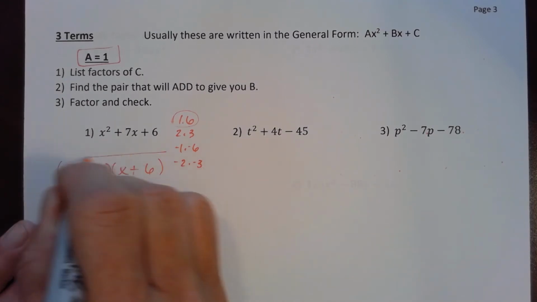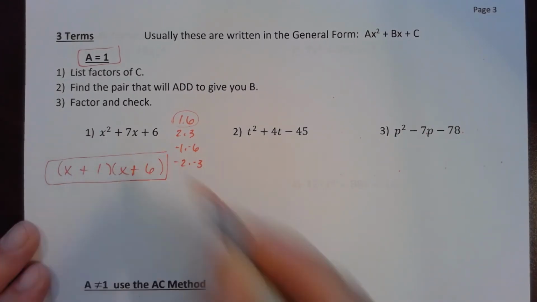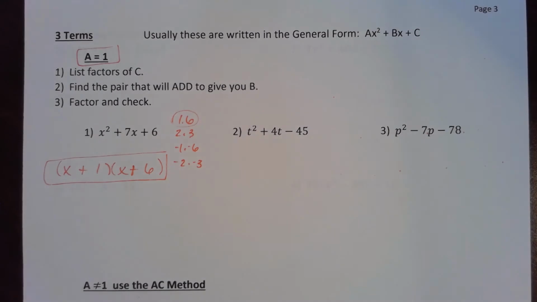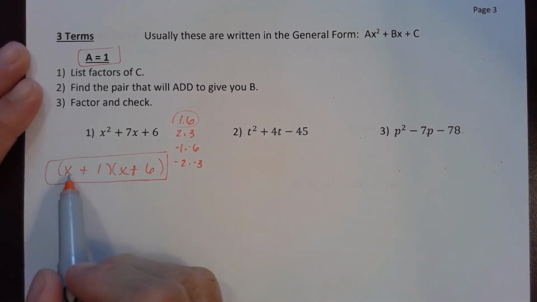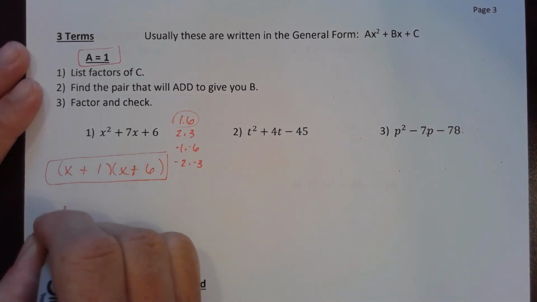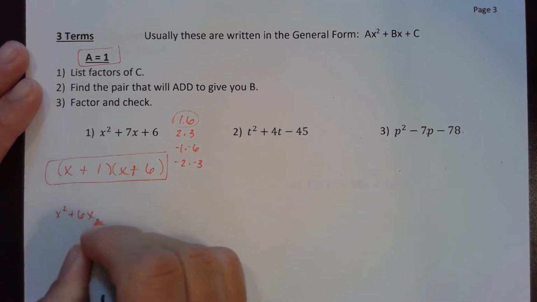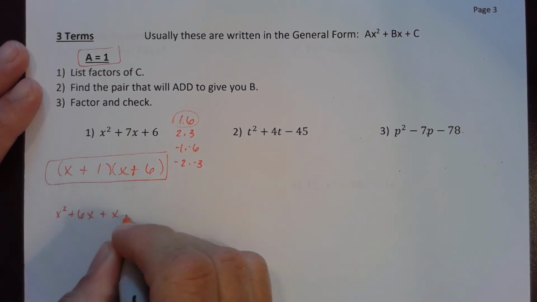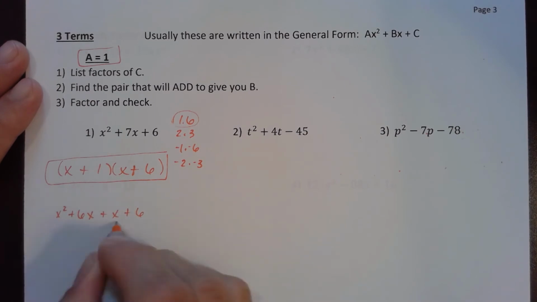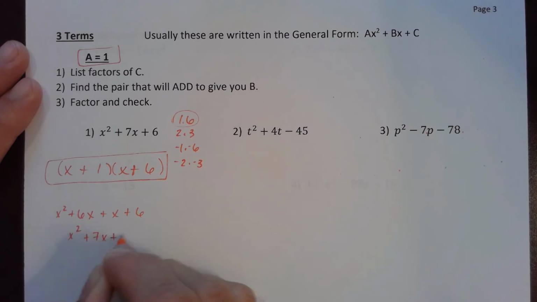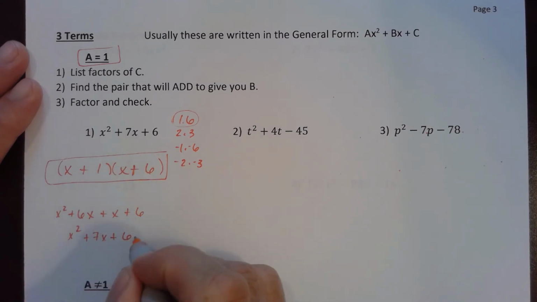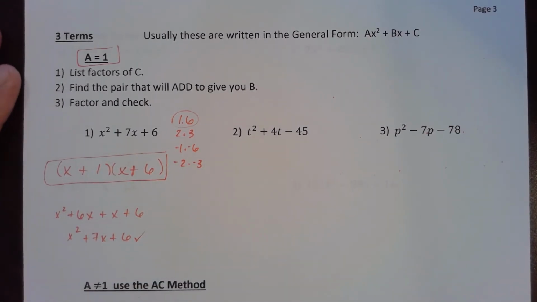Now, how do we know if we factored that correctly? Because it didn't seem very intuitive to me. Well, let's check it. X times x is x squared. X times 6 is 6x. 1 times x is 1x. 1 times 6 is 6. Combine your like terms. 6x plus x is 7x. That is what we started with, so we factored it correctly.